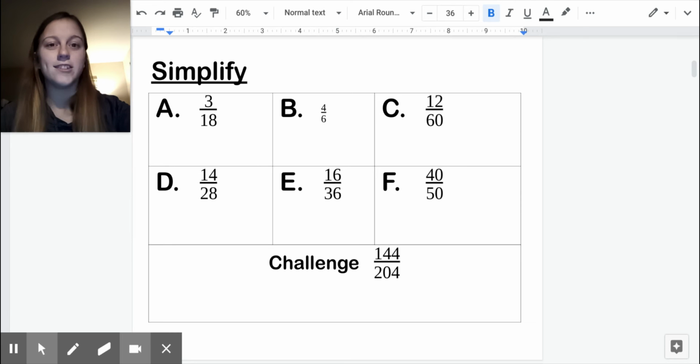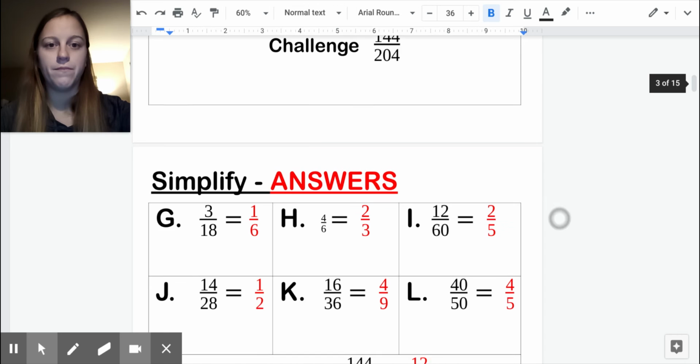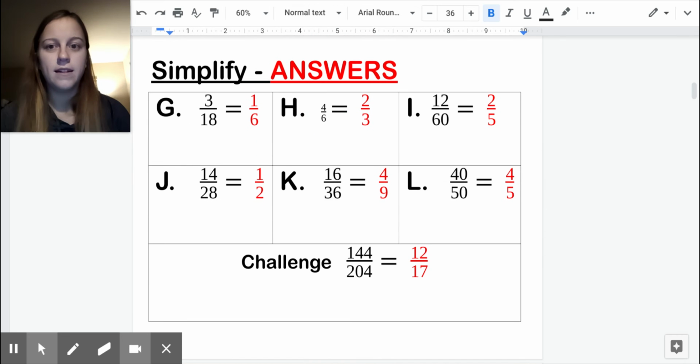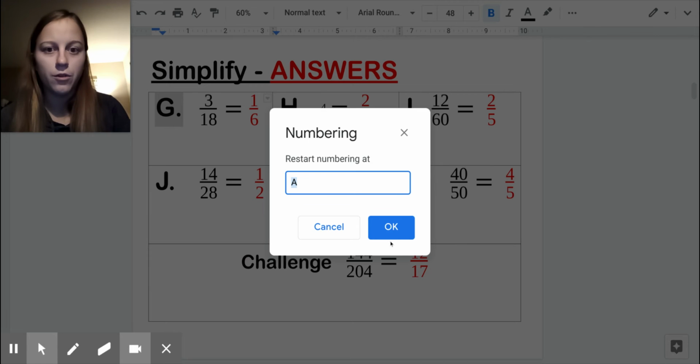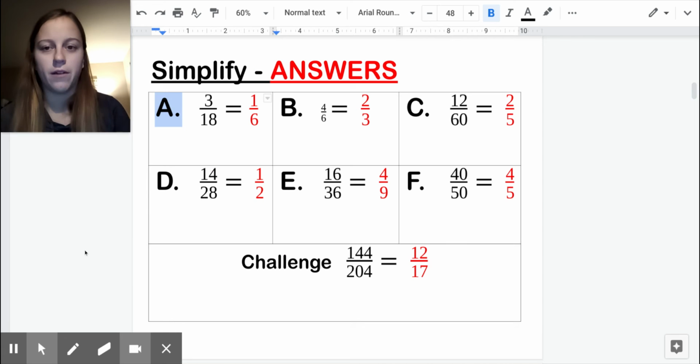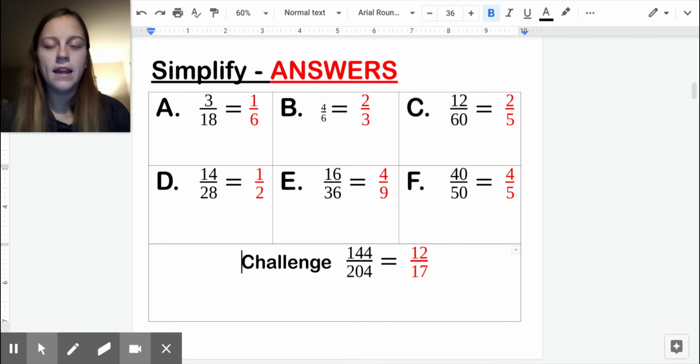All right, here's the correct answer to your simplifying question. Okay, so again, whatever table number you were at, here's the correct answer. And actually, these table numbers got a little messed up, so we'll correct those. There we go. If you tried that challenge down at the bottom, there's the answer for that one as well. A lot of simplifying to do there. You actually had to divide those guys by 12.